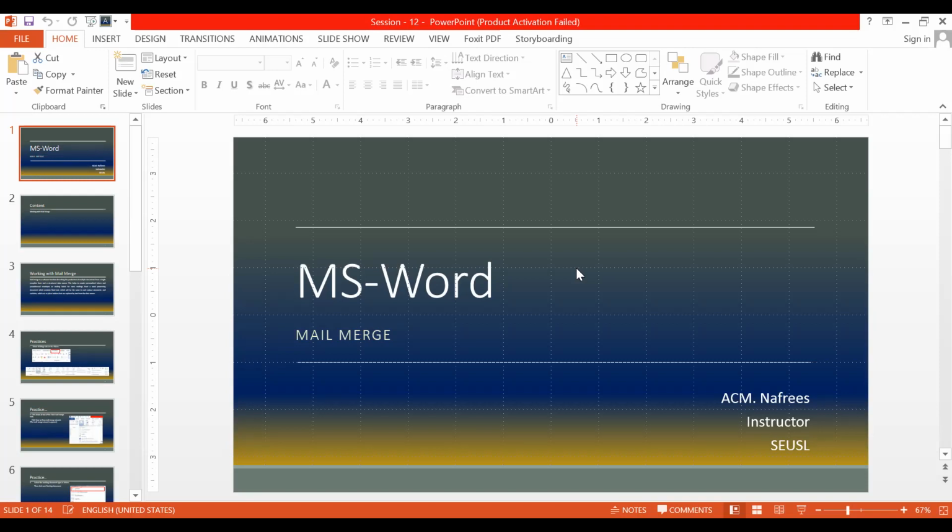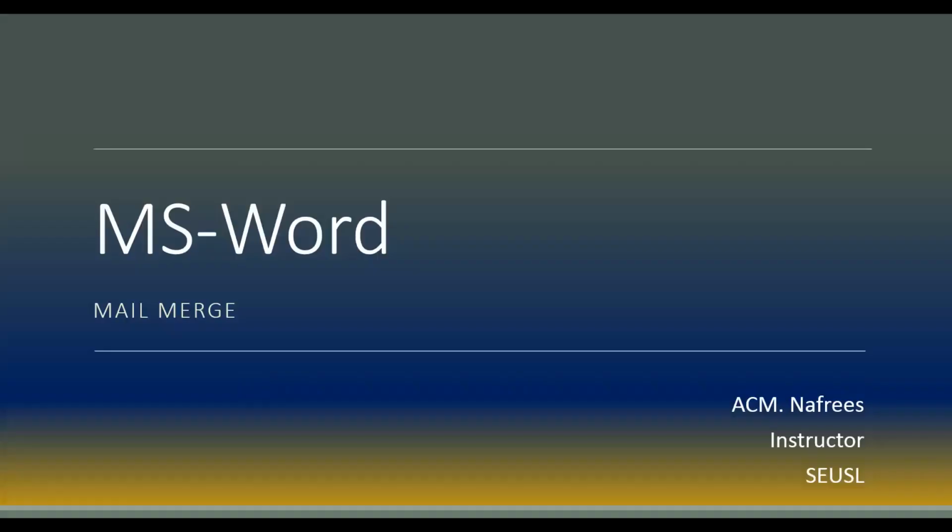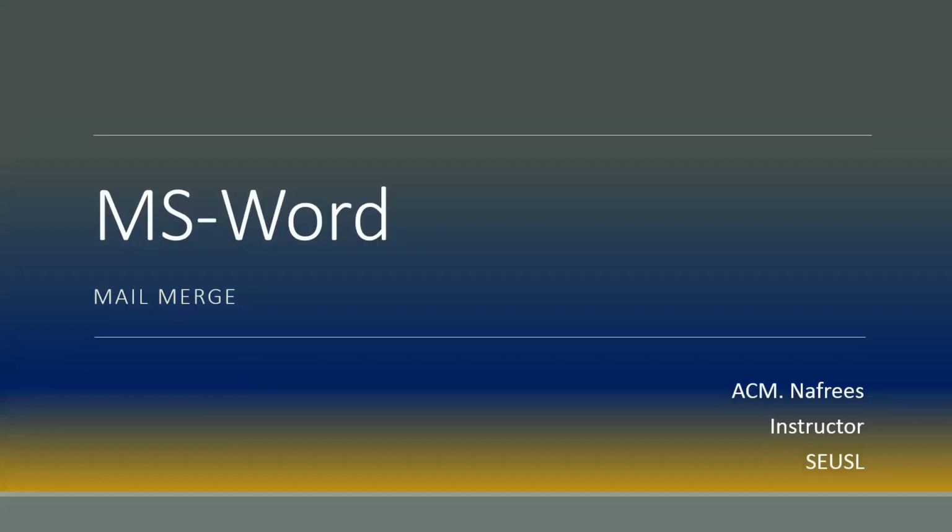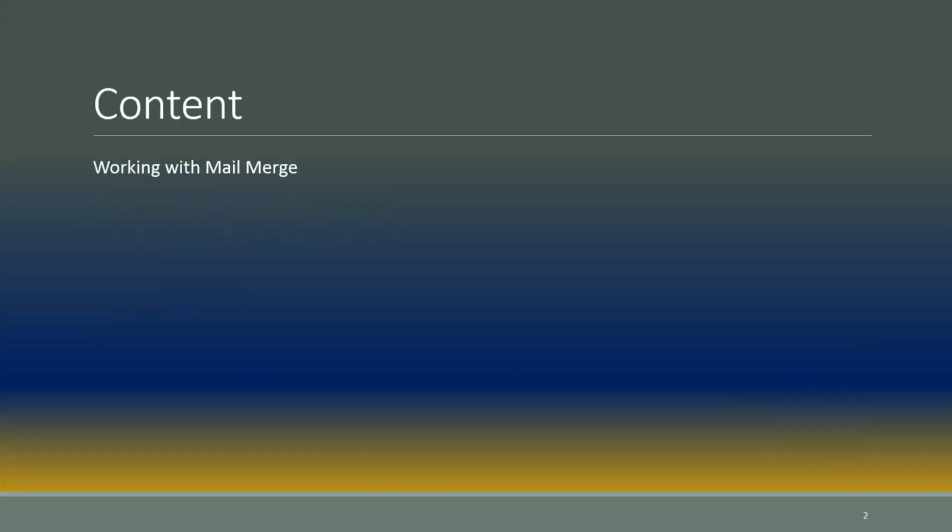So first of all, I'm going to move to the MS Office section, and I'll show you which ribbon is going to be used for this purpose. Also, I will explain each subcategory that is available under the mail merge section. So today the only concept is mail merge.